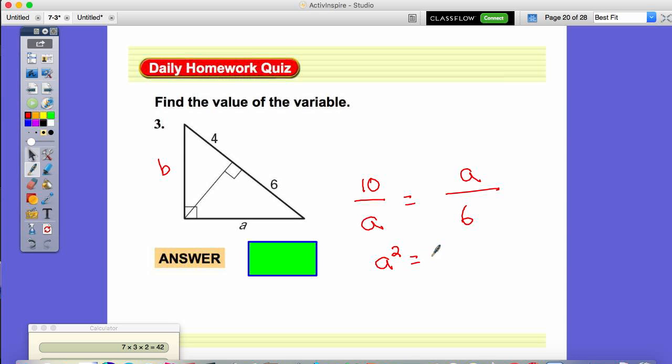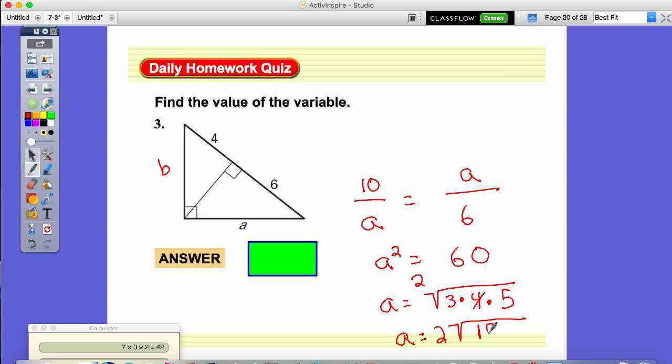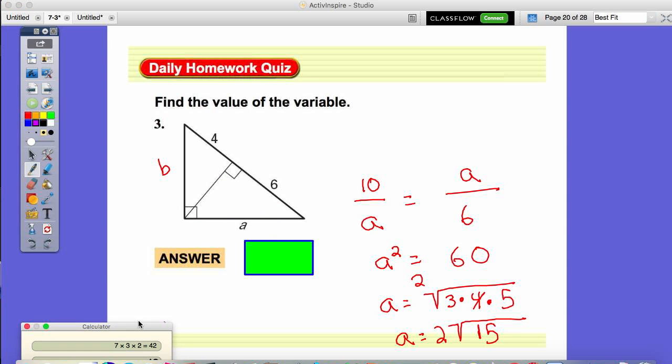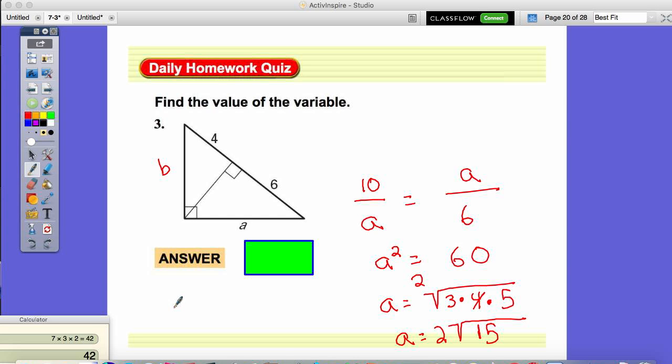A squared equals 60. So A equals the square root of 12 times 5, which is 3 times 4 times 5. Factor that out. And neither 3 nor 5 are perfect squares. So my answer is 2 radical 15. Now, as I said, I could actually find B, correct? If I wanted to find the other leg, I could also use Pythagorean theorem, but I'm kind of enjoying having some practice of using the geometric mean leg theorem.